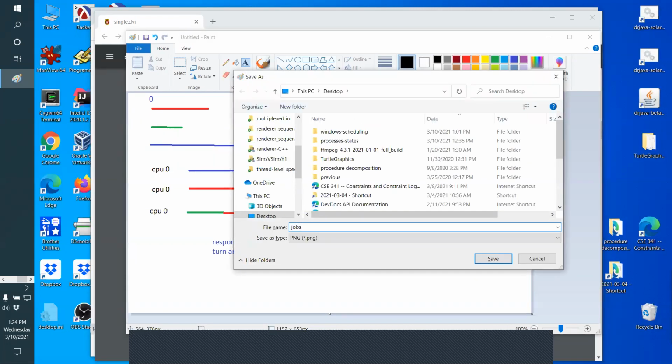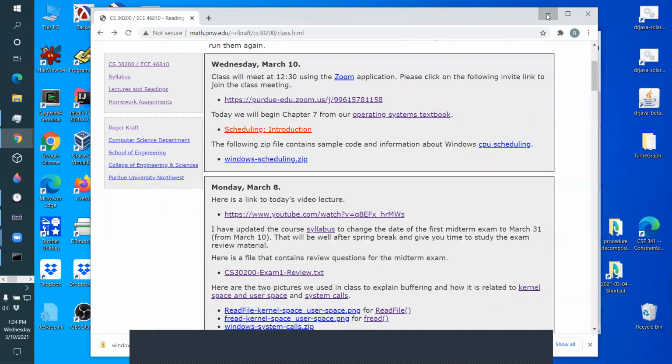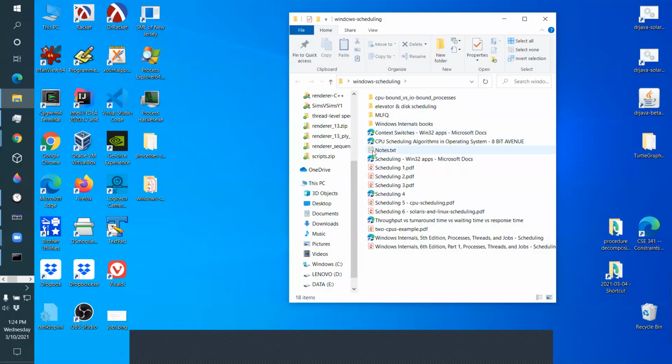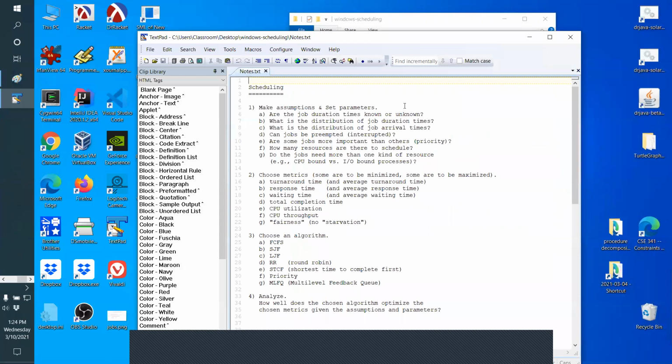Let me save that before I lose it. Now, in that zip file that I downloaded a little while ago, this Windows scheduling zip file, there's a file in here called notes that summarizes this. So this is how we're going to start.